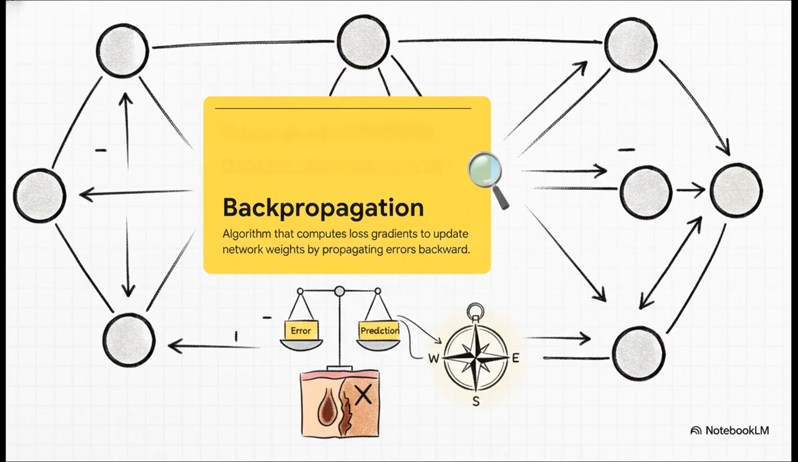Say a network makes a prediction, like misidentifying a benign skin mark as melanoma. It calculates that error using a loss function. Backpropagation acts like a highly sensitive, multi-dimensional compass. It works strictly backward, moving from the output layer right back to the input layer, calculating exactly how much each internal connection or weight contributed to that wrong prediction.